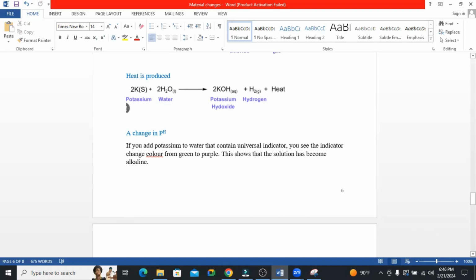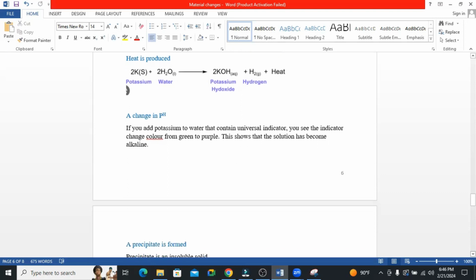That means from this you have to take the idea that while a chemical reaction is happening, the acidic and the basic nature also change. This is that reaction. You can see potassium hydroxide has been produced.